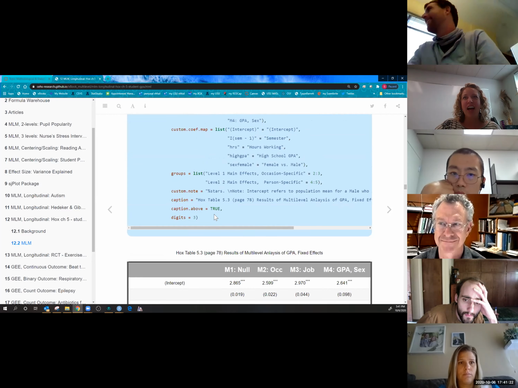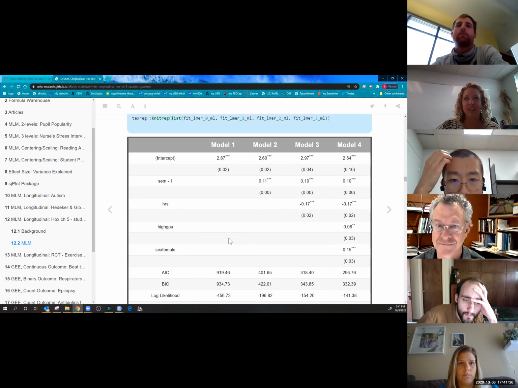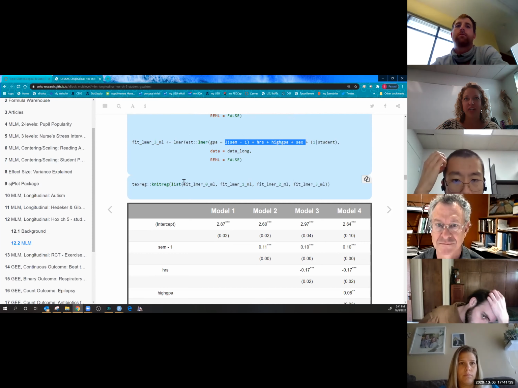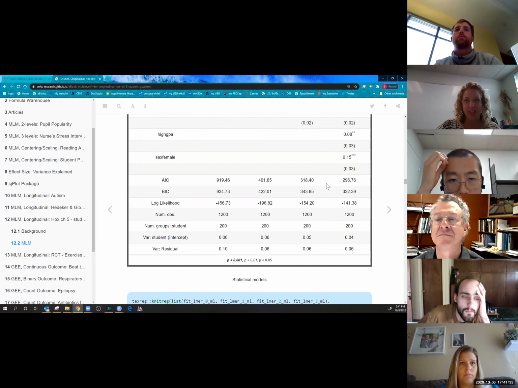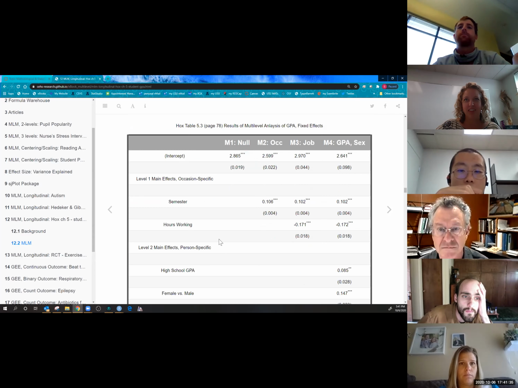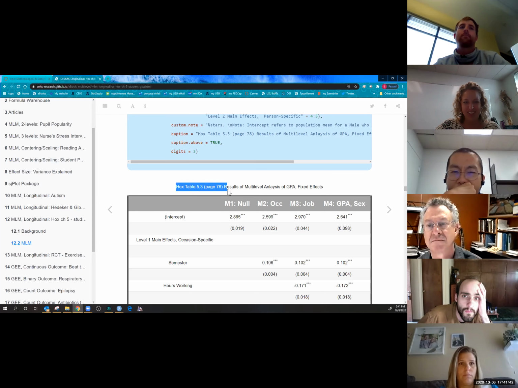I've added some more fancy code in here if you ever want to know how to do this. Here is the default, just throwing in texreg, the names of those models. But here I added a whole bunch of other fancy stuff to make it look like Hox's Table 5.3 on page 68 of your textbook, because he doesn't show you how to get those numbers. I'll show you how to get them.